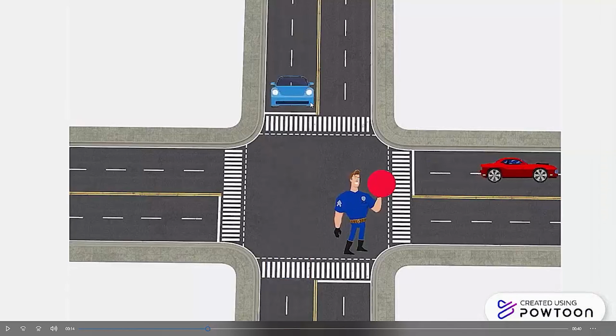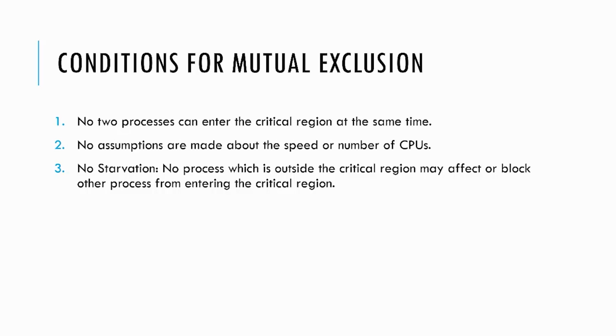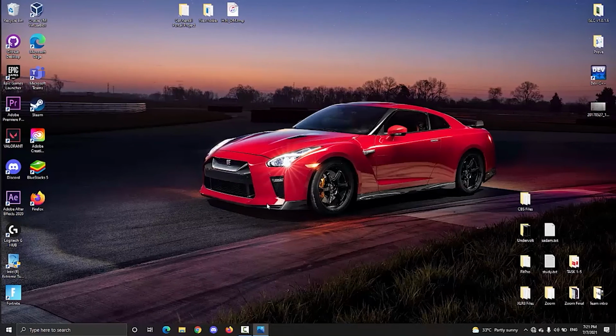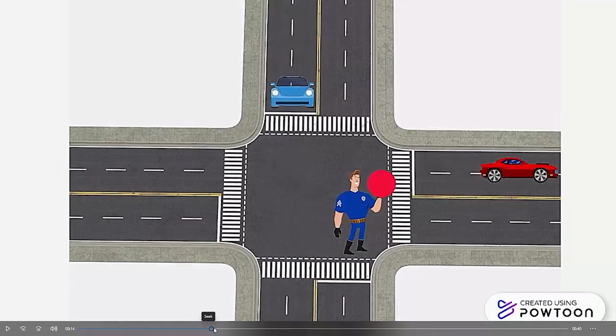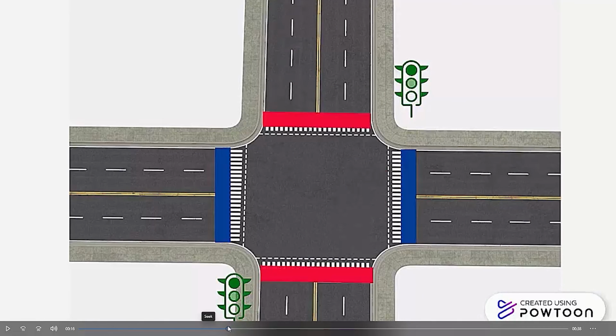So it's waiting for a long time, and this is what we call starvation. And according to the conditions of mutual exclusion, starvation cannot occur. We should actually prevent starvation. So how we solve that is by introducing traffic signals.